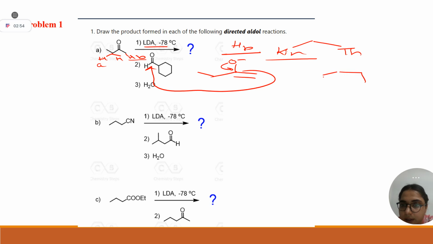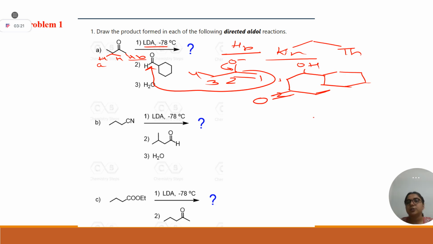What will you get? This one, OH. Let me just number it to avoid confusion. 1, 2, 3, 4. So you will number this carbon as 1, 2, 3, 4, right? And on the second number carbon, it will be C-OH. So is this clear? How I have drawn this product, students?